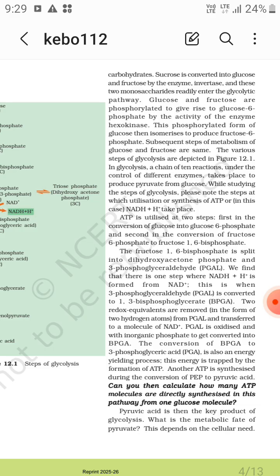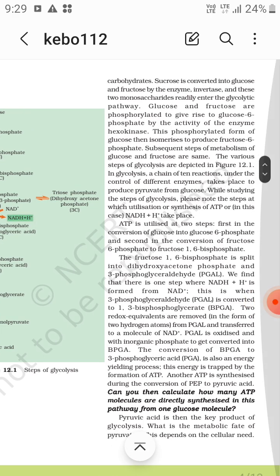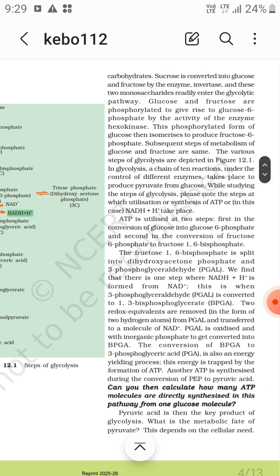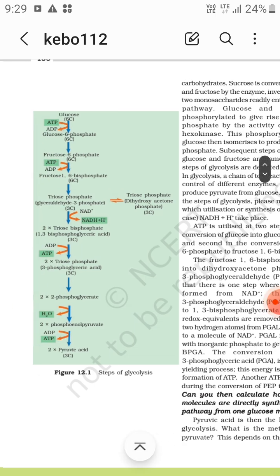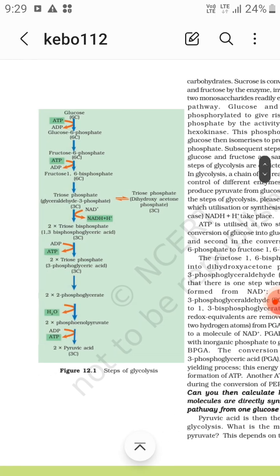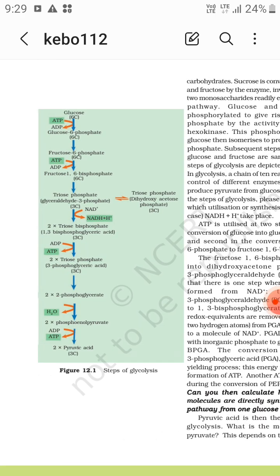Now when glucose is converted into glucose 6-phosphate, one ATP is utilized, because the phosphorus from ATP gets attached to the glucose. So this is why. And second, in the conversion of fructose 6-phosphate to fructose 1,6-bisphosphate, as you can see in the diagram, that is fructose 6-phosphate.